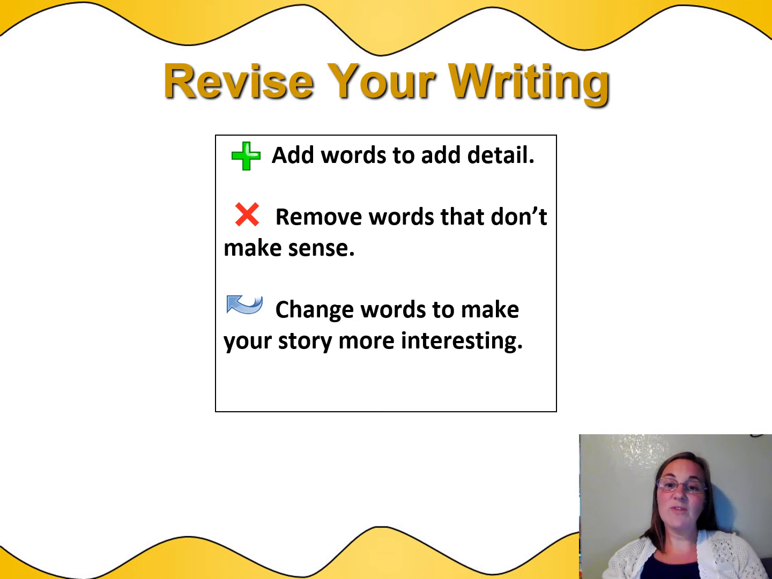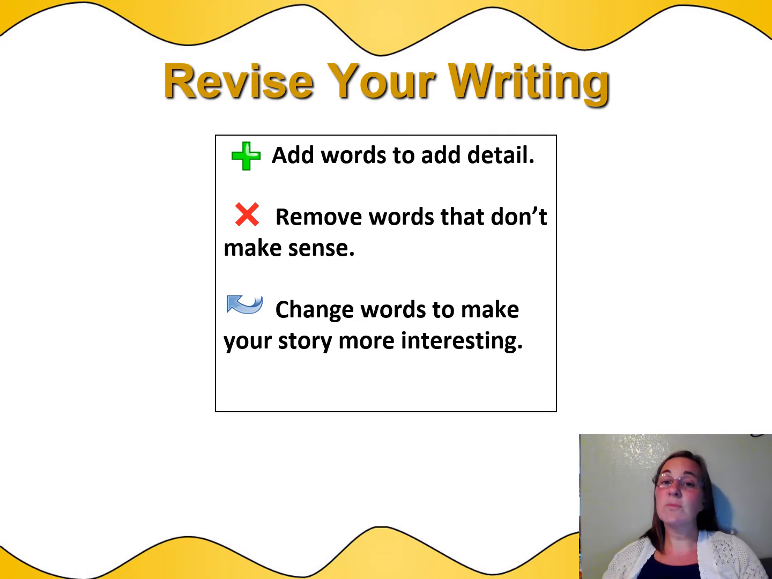The first way we can revise is to add. We can add words to add detail. So maybe adding describing words or sound words or words that tell a little bit more. So you might want to add some new words into your writing to make it sound better. Another way you can revise is to remove. You might be reading along and realize that the words you used don't make sense and you need to remove them. You need to take them out of that story so that it makes sense.